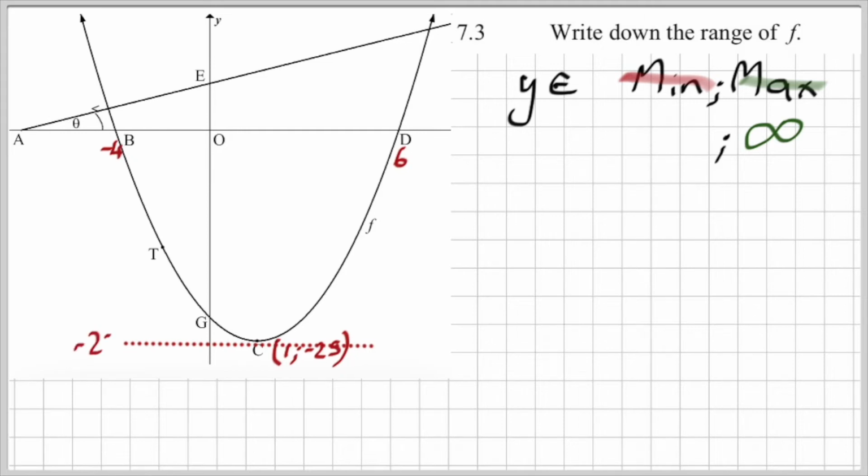So my minimum is at negative 25. Now, does it touch infinity? Never. But it does touch negative 25. So in other words, that must be a block, a square bracket. So my final answer is y is an element of negative 25 to infinity. Simple and as easy as this.